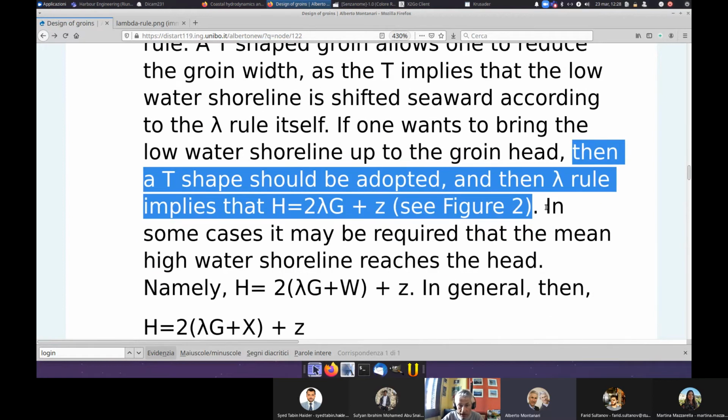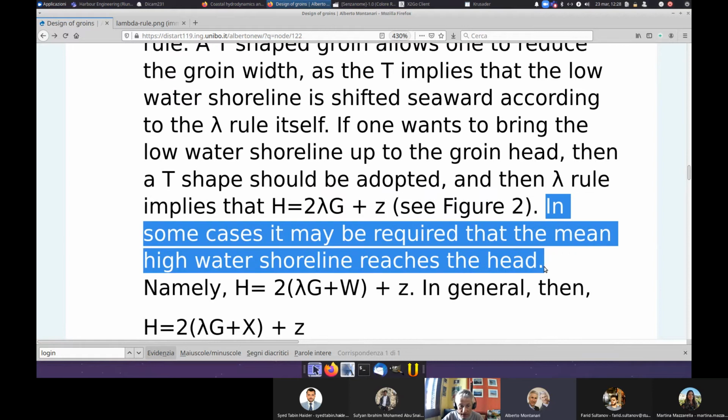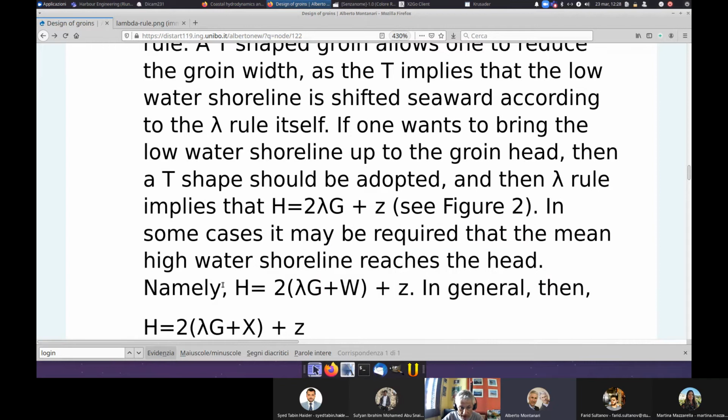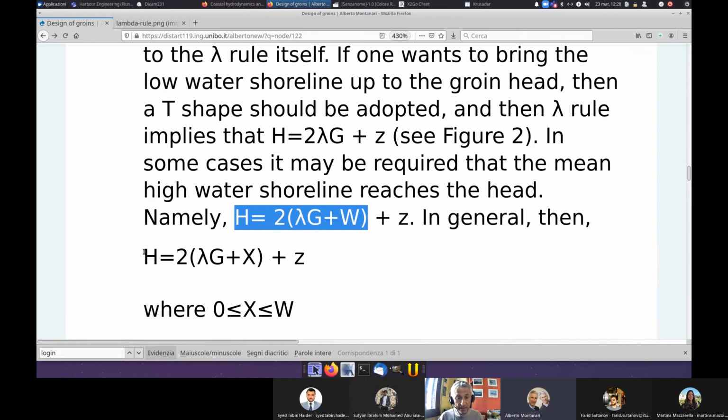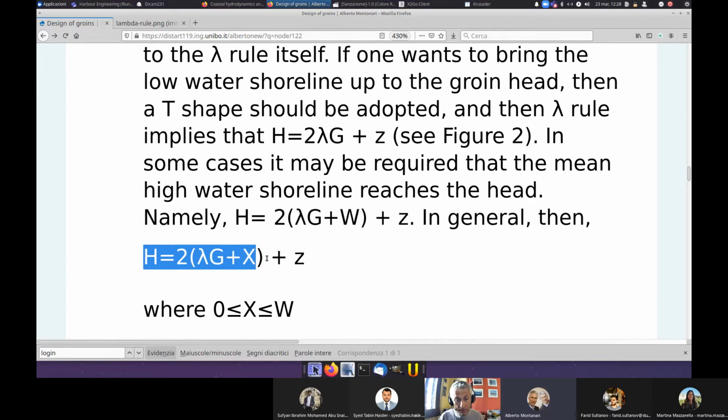In some cases, it may be required that the mean high water shoreline reaches the head, namely, what we write is H is equal to 2 lambda G plus W. So I can say that in general H is equal to 2 lambda G plus X plus Z, where X is somewhere between 0 and W, depending on if I want to bring only the low water shoreline to the head of the groin, or if I want to bring the high water shoreline to the head of the groin. And therefore, what I have to do is to increase H.